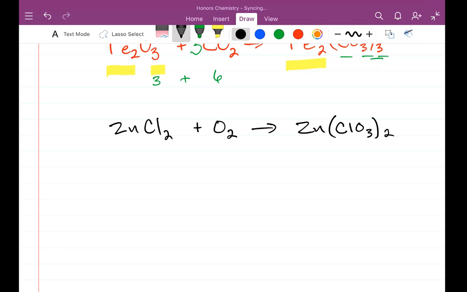So let's try another one. Let's go with nickel 3 chloride and oxygen. Oh, I'm sorry, I forgot to balance my previous equation. It looks like I have 6 oxygens up there, so I do need to put a 3 in front of O2 on the left. But I did have 2 chlorines and 1 zinc on each side, so that one should be good. Okay, so on to our next problem, NiCl3 plus O2. Go ahead and pause the video and see if you can figure that one out and balance it.